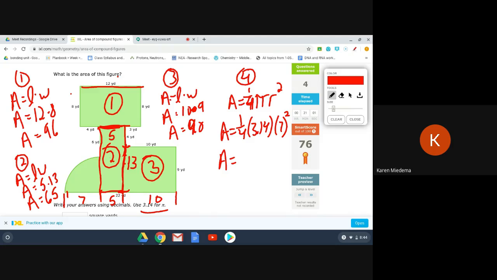Okay, just be careful here because you're going to get some decimals. So 7 squared is 49 times 3.14 times a fourth, or 0.25. And I get 38.465. Okay, it says to write your answers using decimals, use 3.14 for pi. Doesn't say to round, so I'm going to go ahead and add up these four areas. 38.465 plus we got a 90 plus a 96 plus a 65.